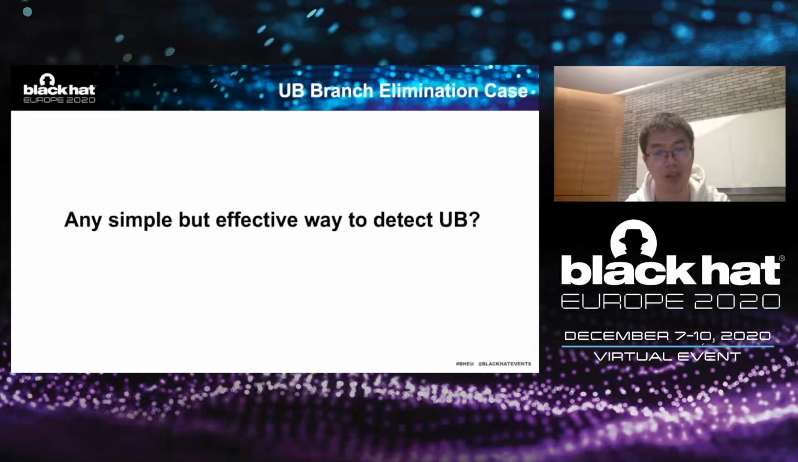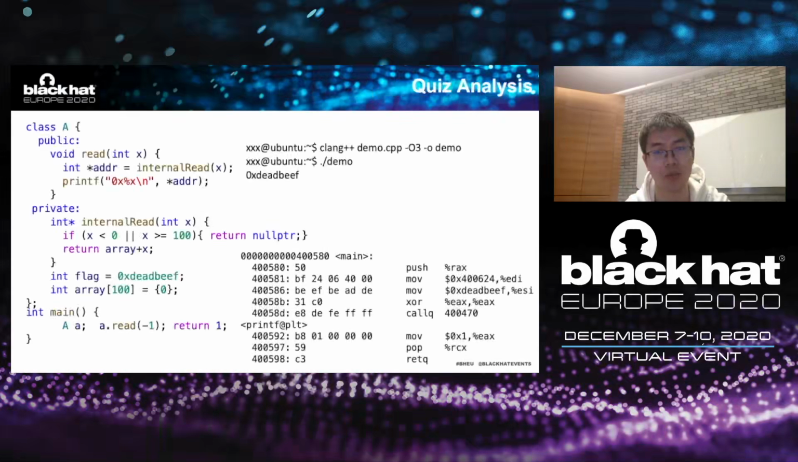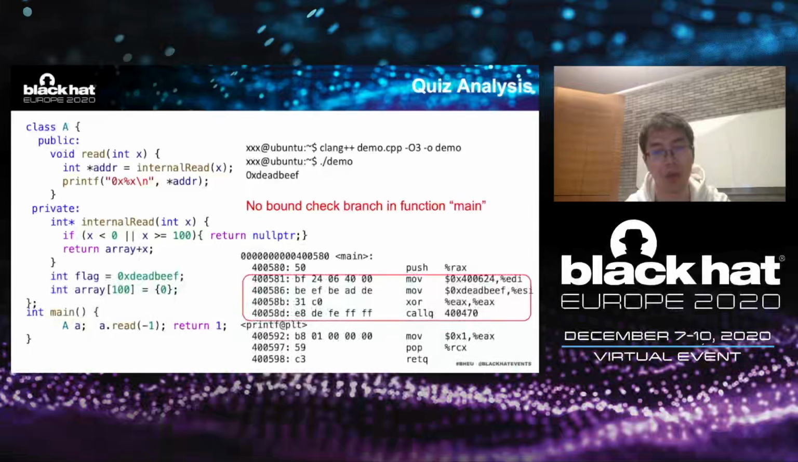Is there any simple but effective way to detect undefined behavior? Let's turn back to the quiz for inspiration. I disassemble the executable and find there are no bound check branches in function main at all.